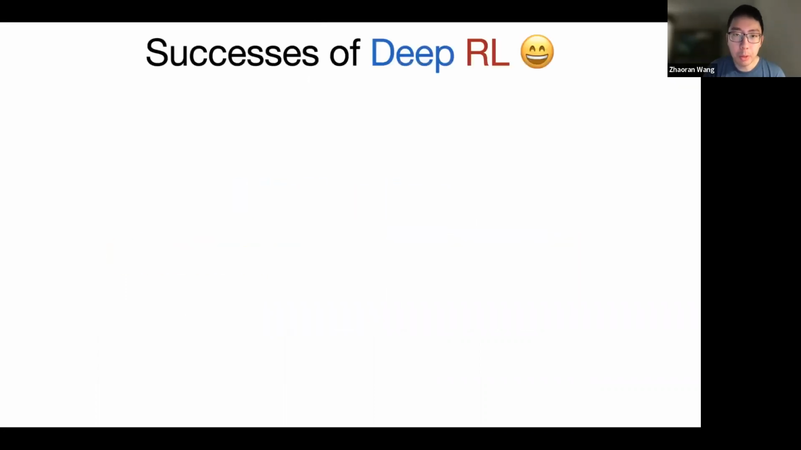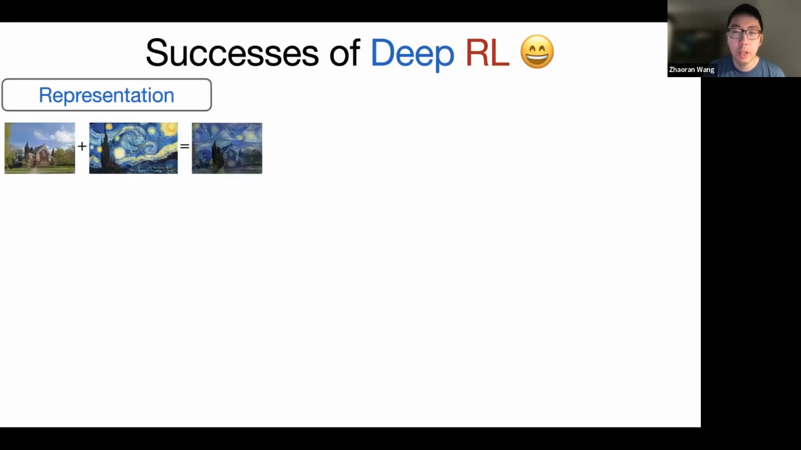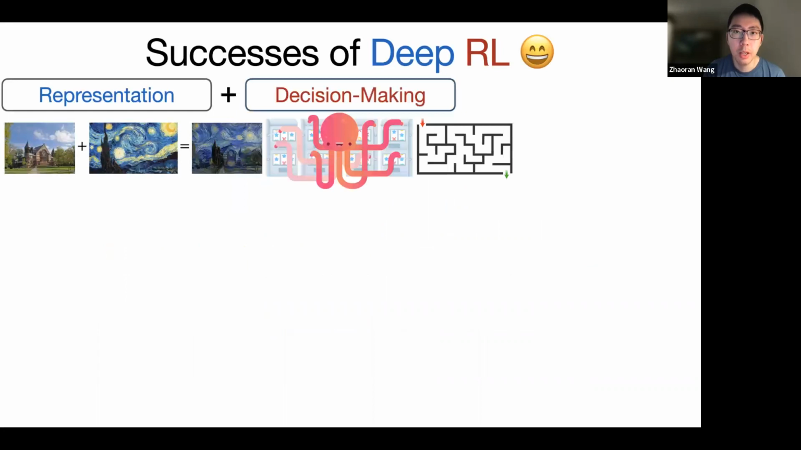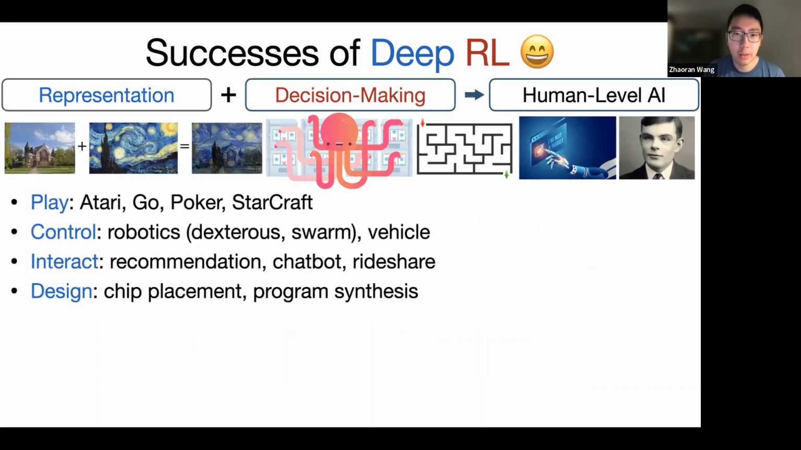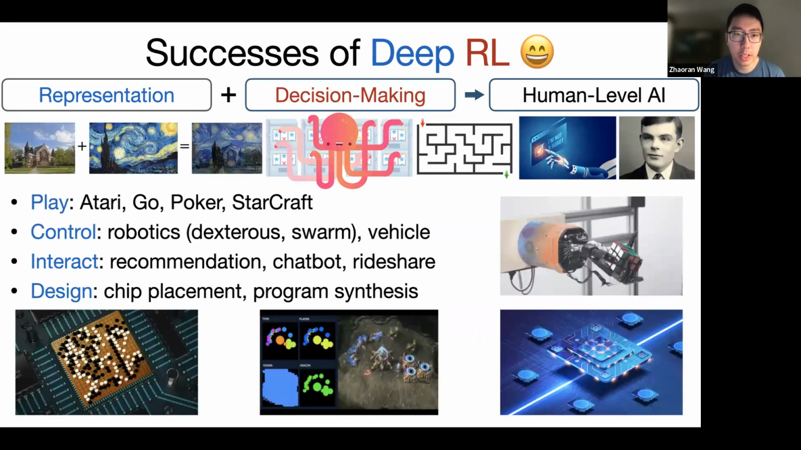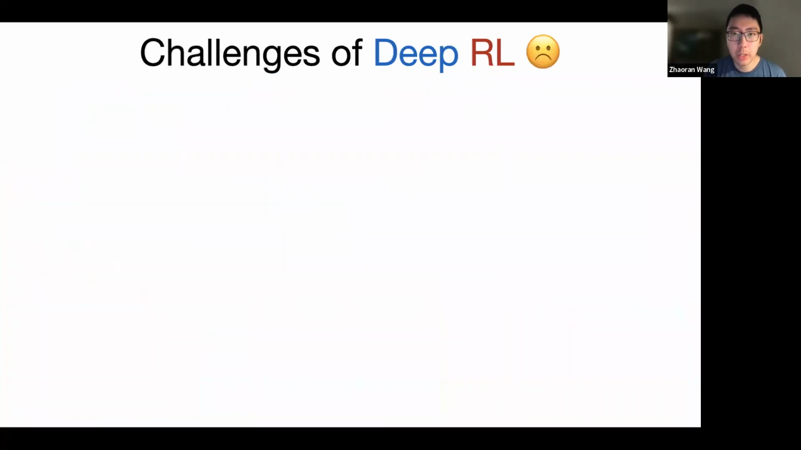The big motivation is that we have seen a lot of successes of deep reinforcement learning. The basic idea is that we are combining the representation learning power of neural networks and the decision-making power of reinforcement learning. In a way, we hope to get the so-called human-level AI. We have seen a lot of successful examples like playing games, controlling robots, interacting with people, and also recently designing computer systems. But on the other hand, we also see a lot of challenges.